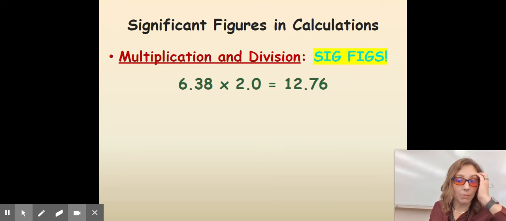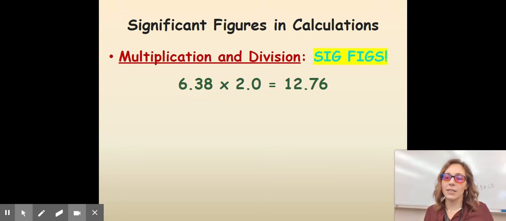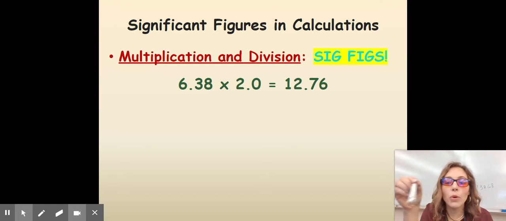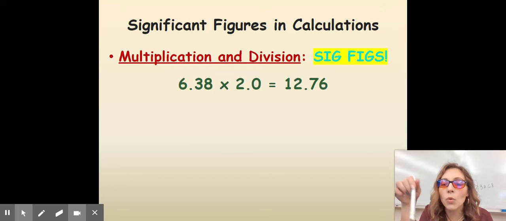So let's say we have this example and we're going to multiply. So the sig figs rule comes into play. Let's say you put this in the calculator and you get 12.76. I have to round it according to whichever of the numbers they gave me has the least number of sig figs. So 6.38 has 3 sig figs. 2.0 has 2 sig figs. So therefore my answer can only have 2 sig figs, because between those two numbers, 2 sig figs is lower than 3 sig figs.